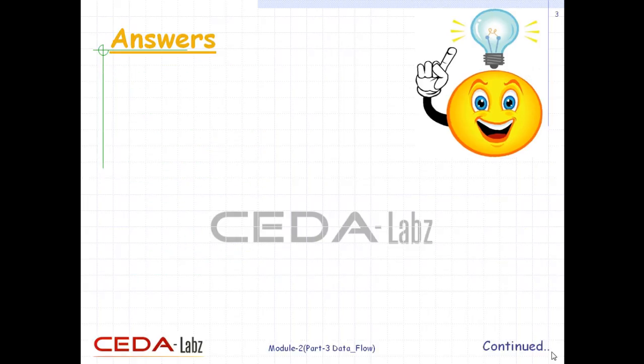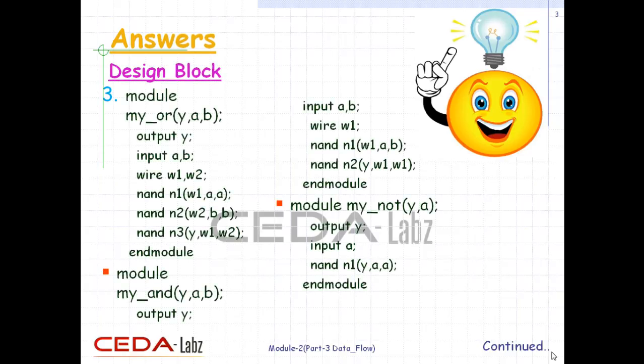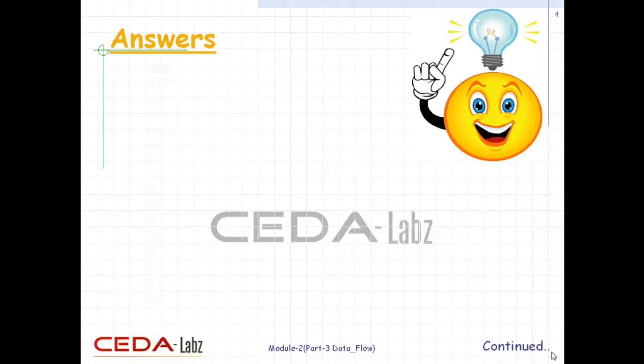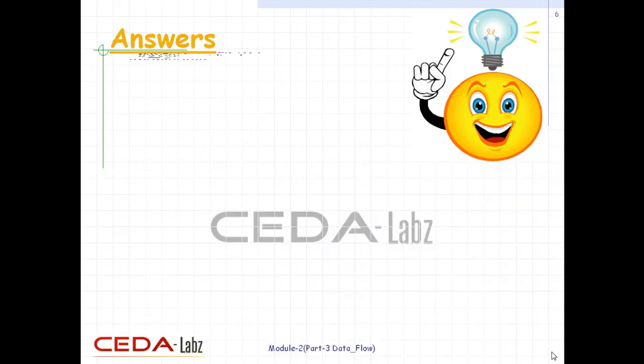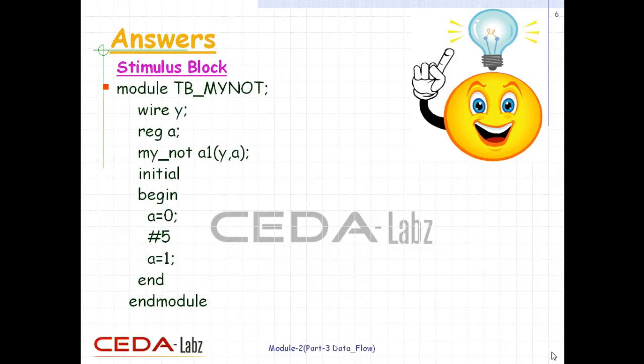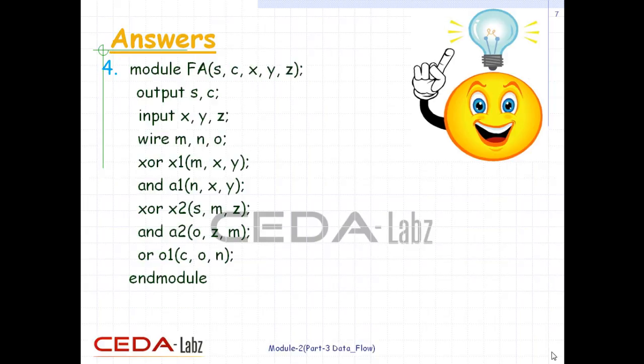In the third one, we had to design two-input myAND, myOR and myNOT gates from the two-input NAND gate. And this is the stimulus block of myOR, stimulus block of myAND. And this is the stimulus block of myNOT. Next task is to design a full adder. Here is the code of the full adder using gate-level modeling.